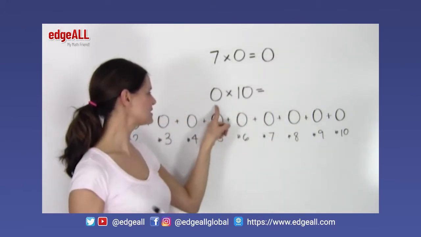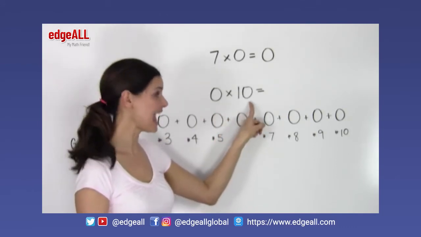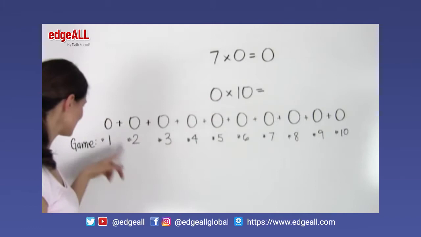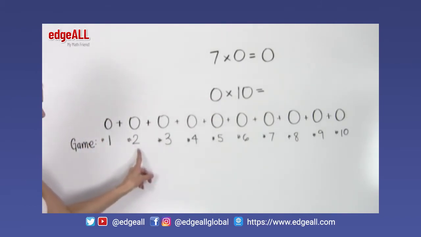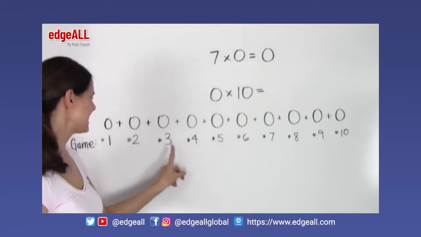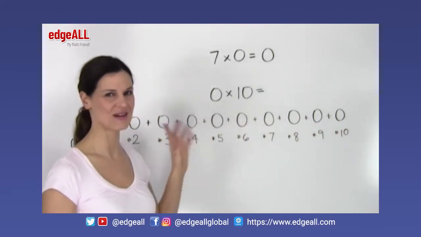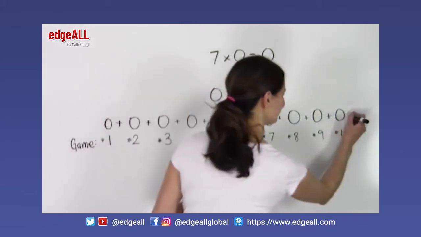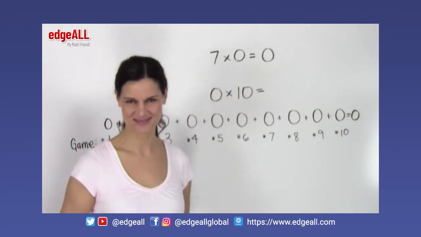If the team scores 0 points in all 10 of their games, we have a score that looks like this. Game number 1 was 0 points. Game number 2, no points. Game number 3, 4, 5, 6, 7, 8, 9, and 10, no points, 0 points. Even if we add all these up, we still are going to end up with a big answer of 0.